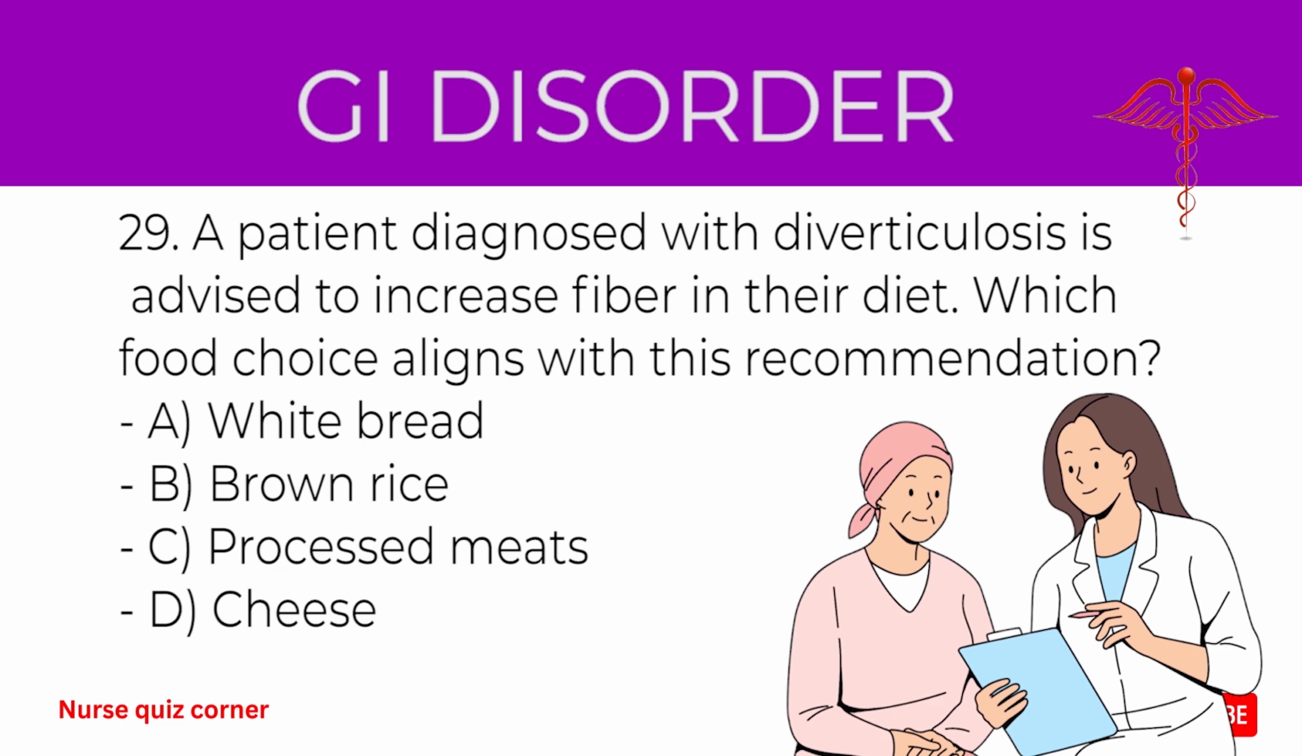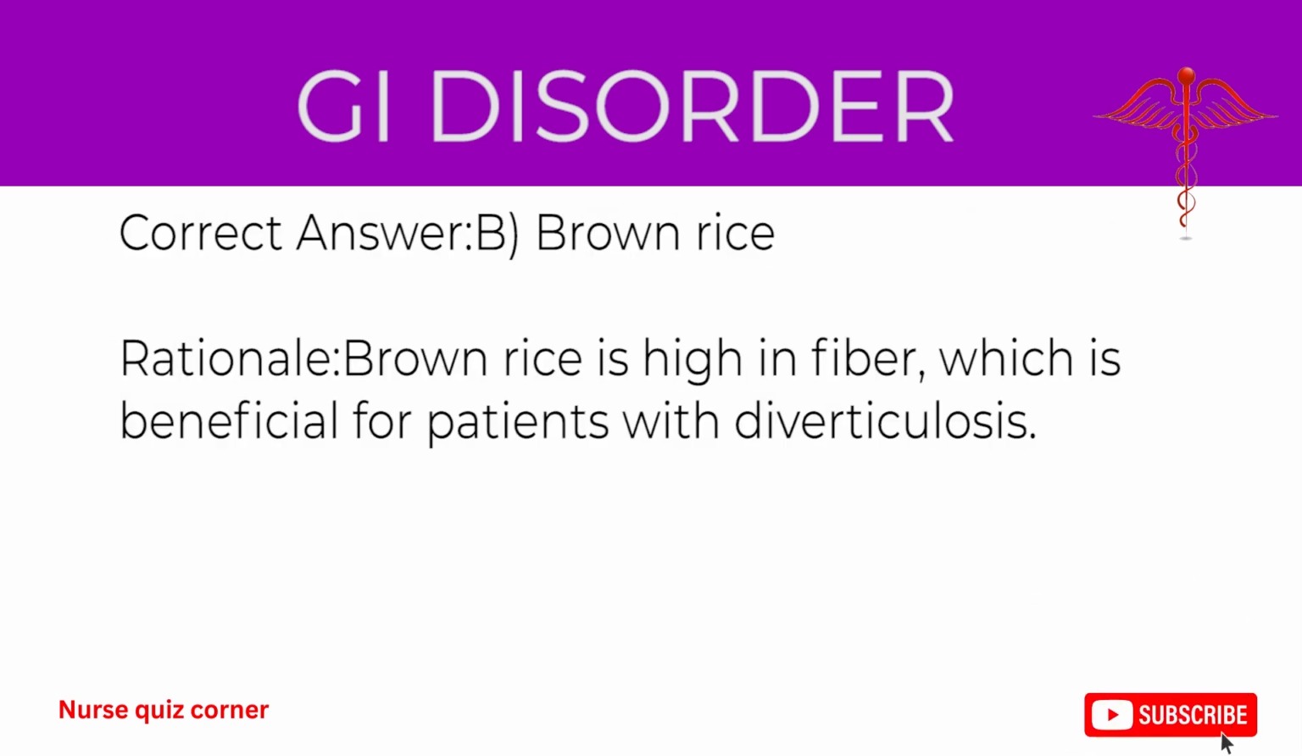29. A patient diagnosed with diverticulosis is advised to increase fiber in their diet. Which food choice aligns with this recommendation? A. White bread. B. Brown rice. C. Processed meats. D. Cheese. Correct answer: B. Brown rice. Rationale: brown rice is high in fiber, which is beneficial for patients with diverticulosis.